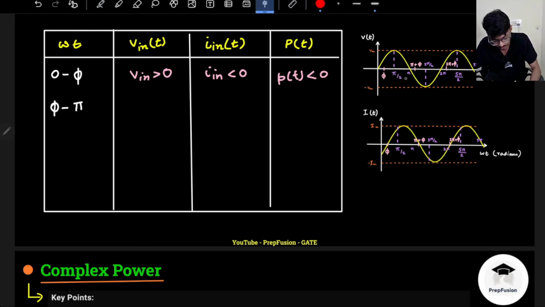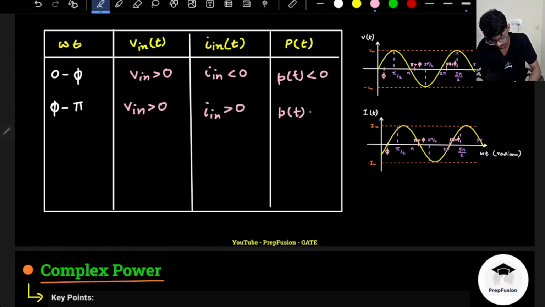Okay. So for omega t from phi to pi, what is happening next? My voltage is again positive, and the current is also positive. From phi to pi, the current is also positive. So positive times positive will be a positive power. P of t will be greater than 0.